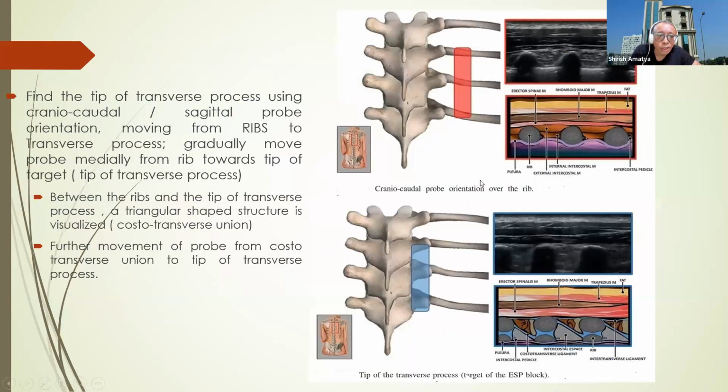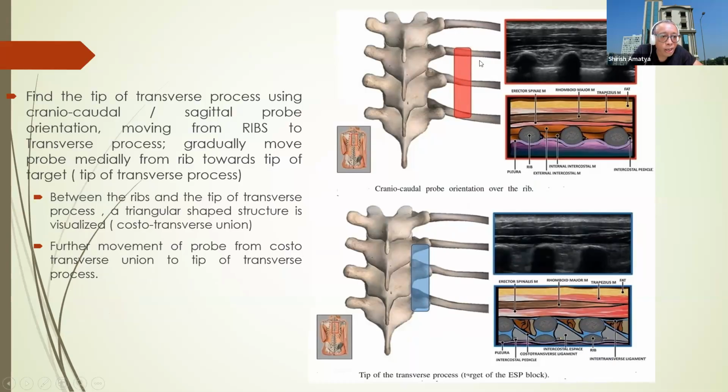Another technique is we can start from the rib in the sagittal view, and gradually move the probe more to the midline. Once we get the tip of the transverse process, we can inject the drug in an in-plane manner, which has been explained by the sir. Here I want to focus on the sonoanatomy of the spine and the transverse process.